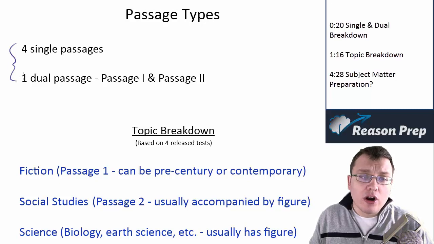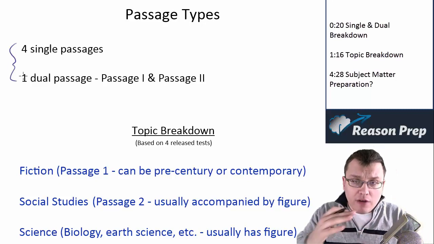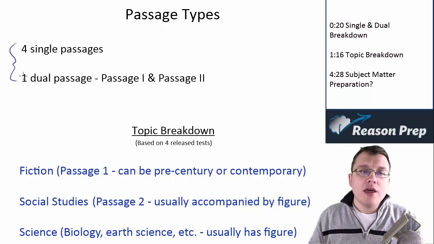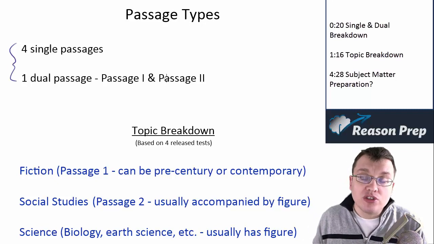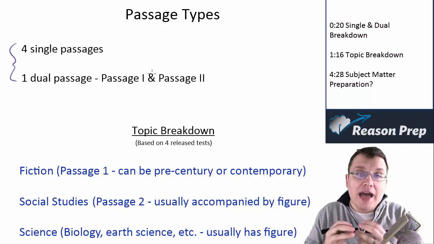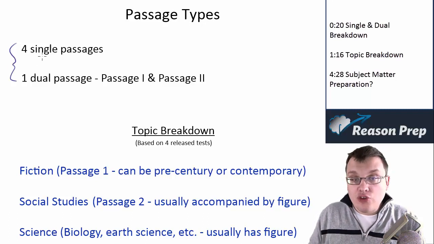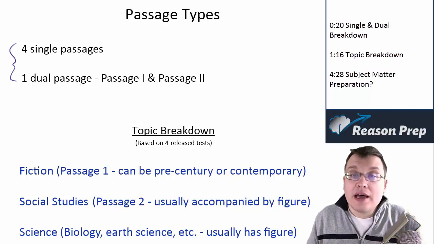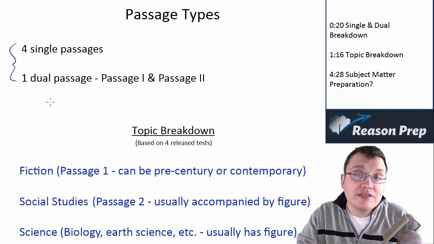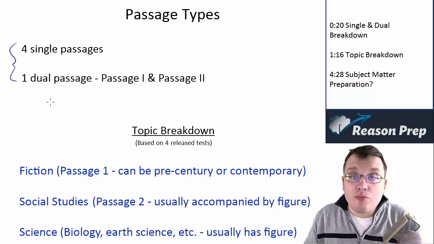Generally speaking, there are going to be 4 single passages of generally longer length, and 1 dual passage, which is composed of 2 passages that relate to one another in a particular way about a certain topic. So you might find, for example, that the dual passage gives you trouble. So maybe even if it's passage 3, maybe it's important that you leave that until the end.